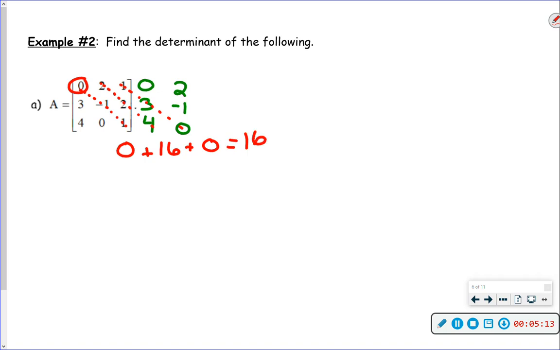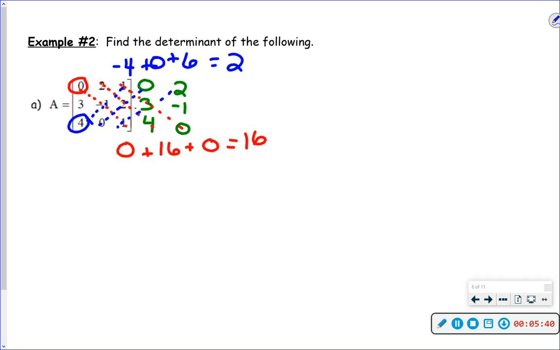Got it. Now, just like on the 2 by 2, where we did the top to the bottom diagonals, you have to go bottom to the top now. So now I'm going to start bottom left and multiply up. 4 times negative 1 times 1. 0 times, I really could care less. 1 times 3 times 2. Total. So you get 2.